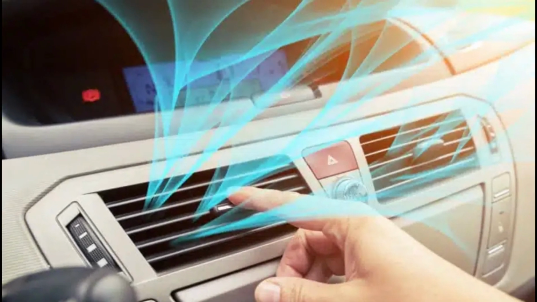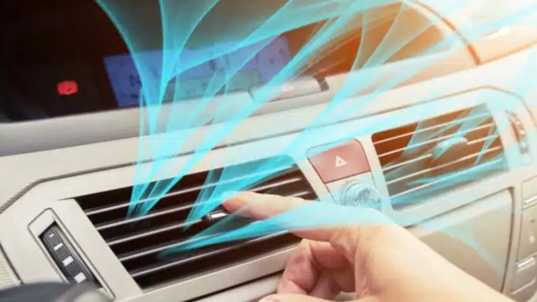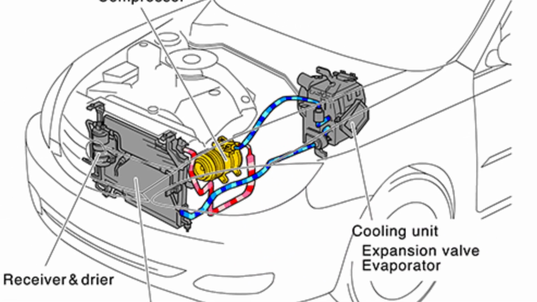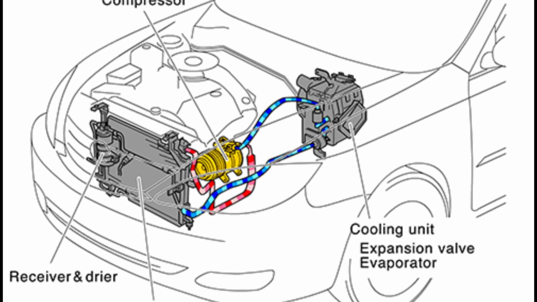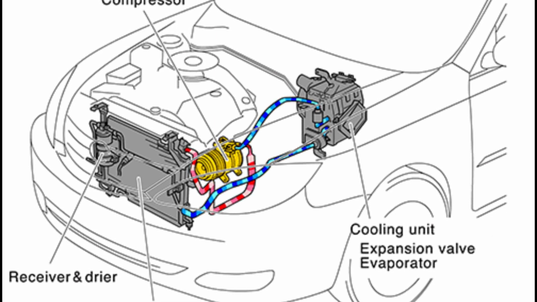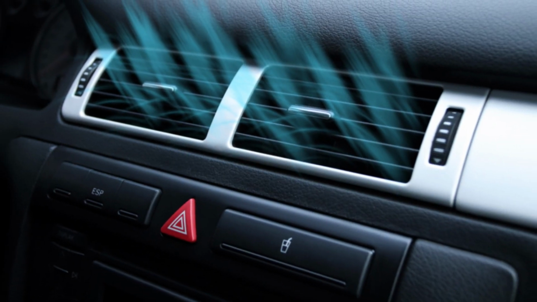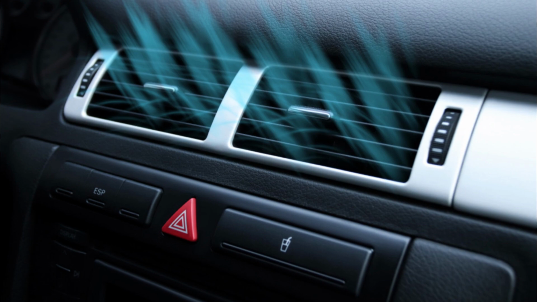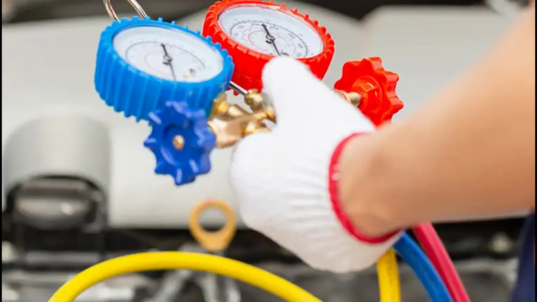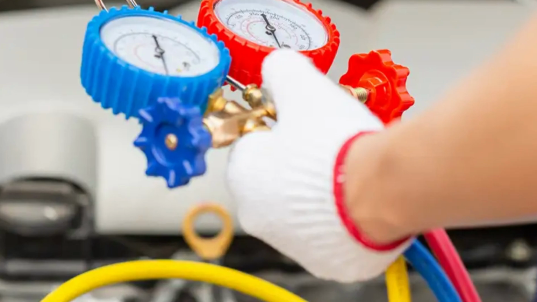One of the most common symptoms of a bad AC pressure switch is the AC blowing warm air. Since the pressure switch controls when the AC compressor turns on and off, a faulty switch can prevent the compressor from engaging properly. This means your refrigerant won't circulate through the system, and as a result, the air blowing from the vents will be warm or only slightly cool. If you notice this issue and have already checked refrigerant levels, the AC pressure switch could be the problem.